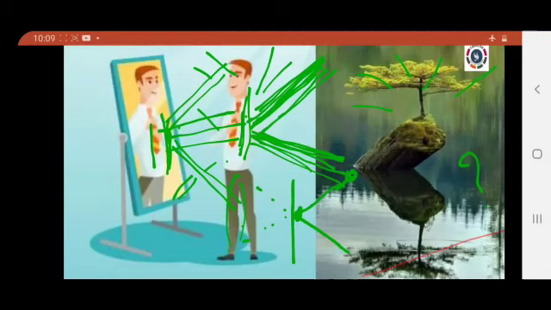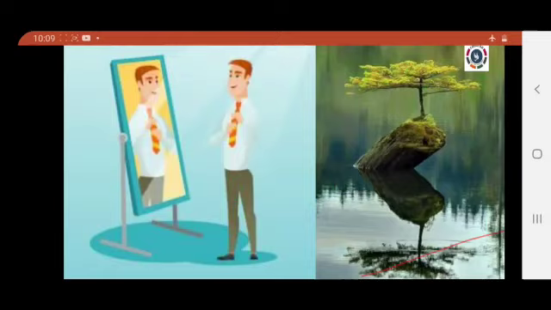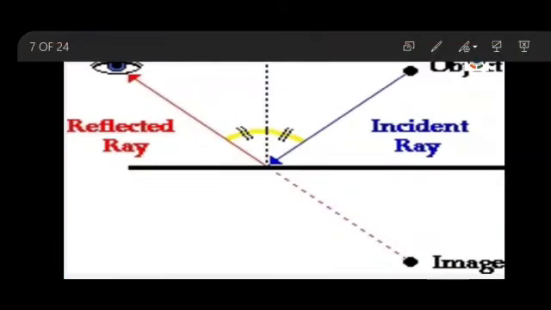Laws of reflection. Before we go on to see the laws of reflection, we need to know some important terms about reflection. What is the incident ray? The first term, what is the incident ray?